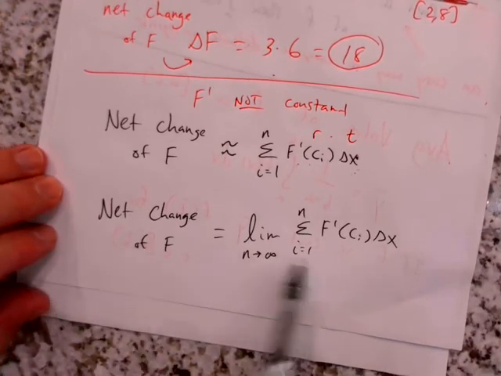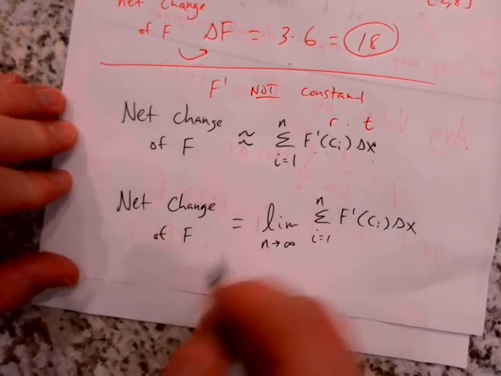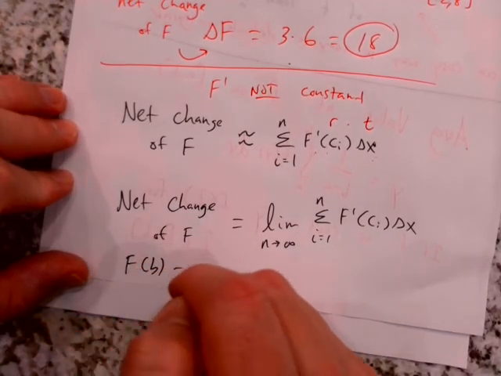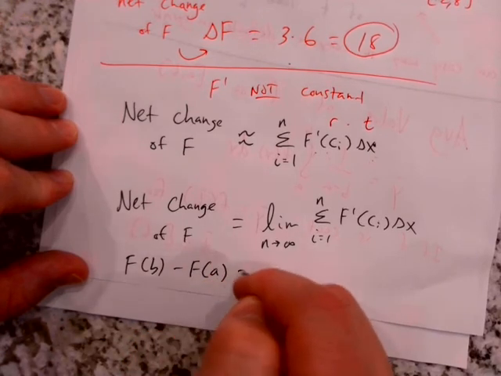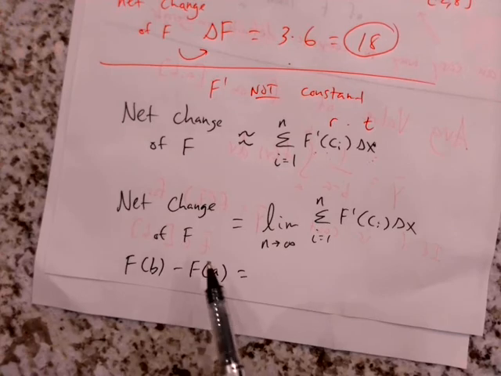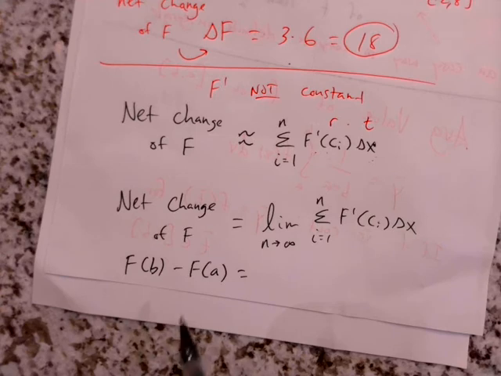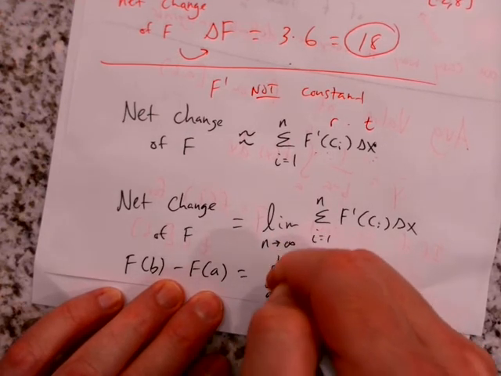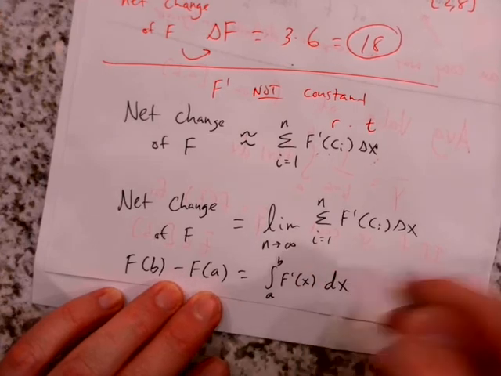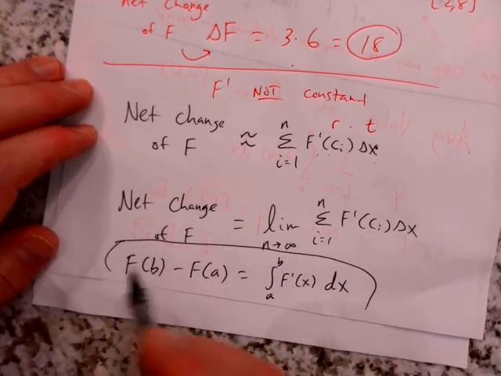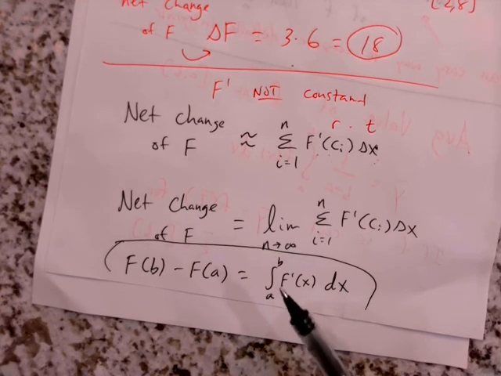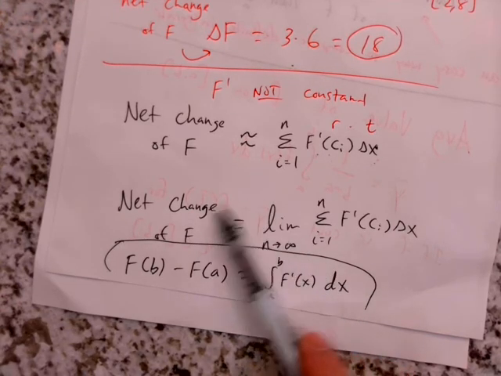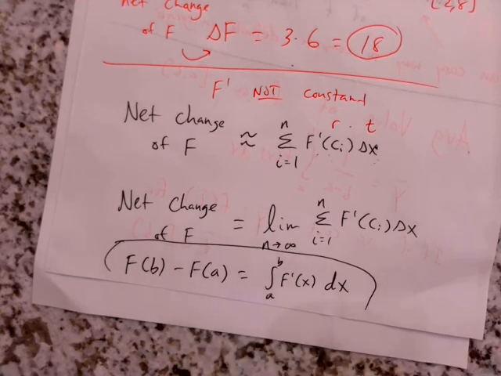Now, we should write these two differently. Net change of f, well, that's the function value at the end point minus the function value at the start point. That's how much the function changed, where it ended minus where it started. And this limit is a definite integral. It's a Riemann sum. And there you go. If you want to find the integral of some function, just find its antiderivative and do the difference.